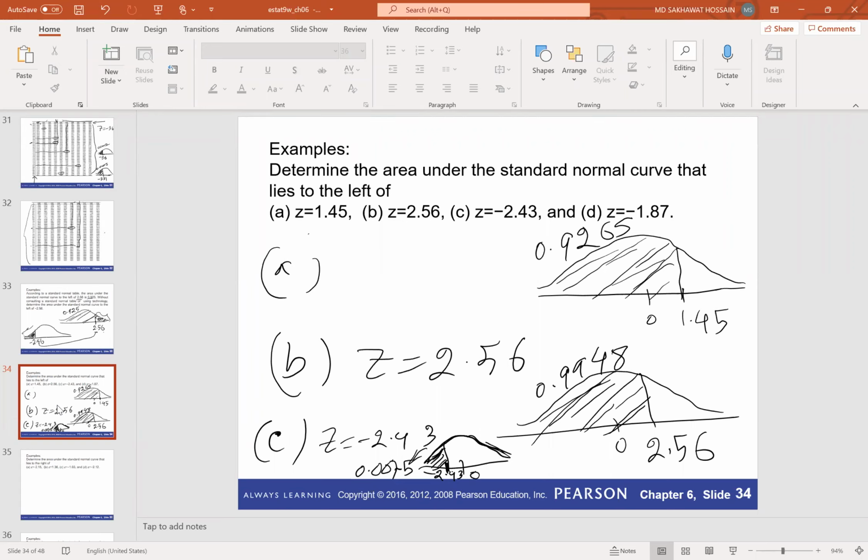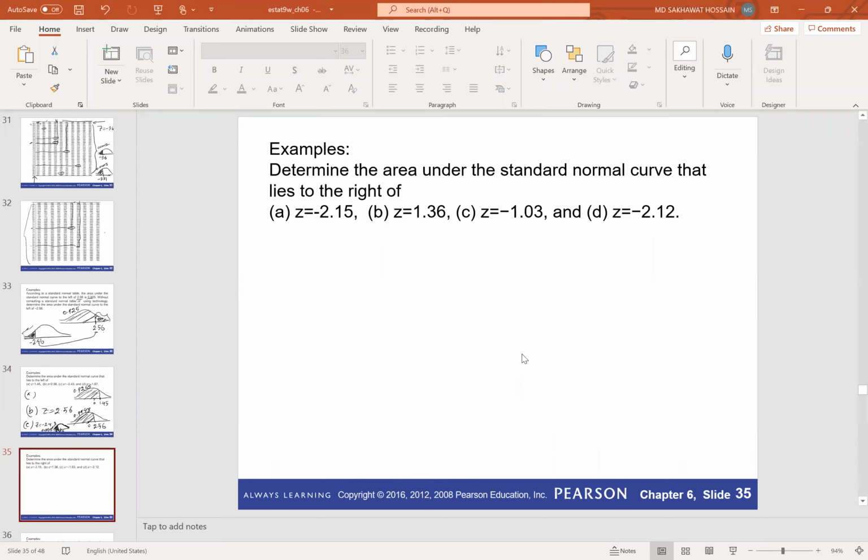So is it clear how to find the area from the z table? Or do you have any questions? Okay, thank you. Actually, you should know this one, but in the exam, you may use a calculator to find the area. Okay, thank you.